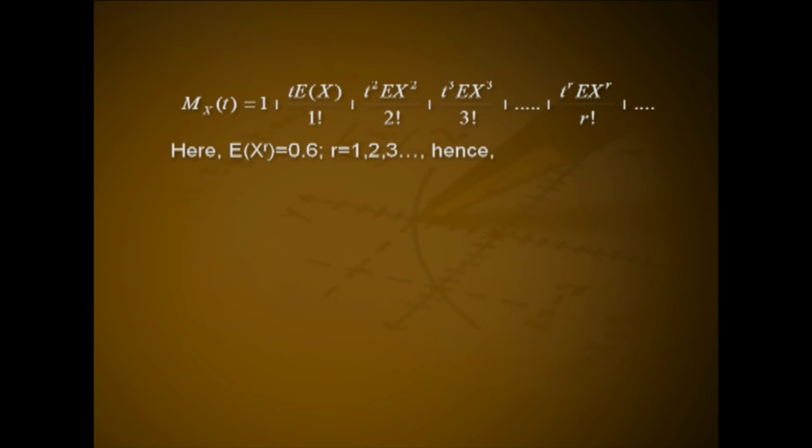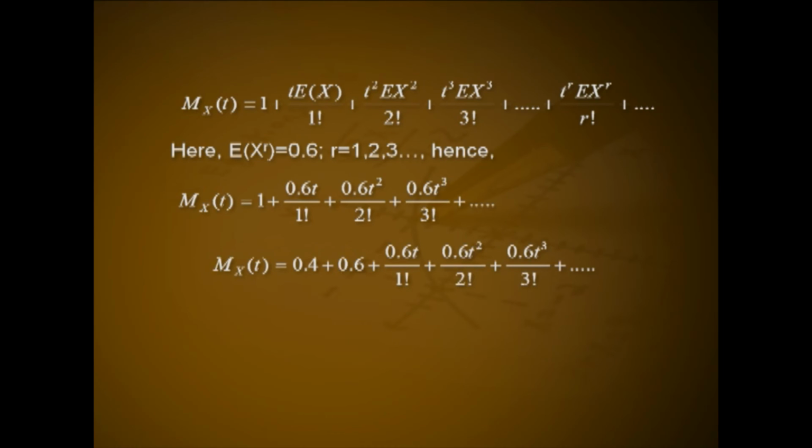Solution. We have Mx(t) equal to 1 plus t expectation of x divided by 1 factorial plus t square into expectation of x square by 2 factorial plus t cube into expectation of x cube by 3 factorial plus etc. plus t raised to r expectation of x raised to r by r factorial plus etc. Here, expectation of x raised to r equal to 0.6 for r equal to 1, 2, 3, etc. Hence, Mx(t) equal to 1 plus 0.6 t divided by 1 factorial plus 0.6 t square by 2 factorial plus 0.6 t cube by 3 factorial plus etc.